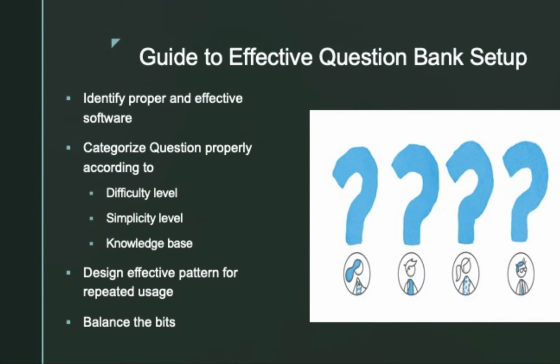You also need to categorize the questions properly according to difficulty level, simplicity level, and knowledge base level. Some of you may have to categorize according to the topic or the module you have in the university. For example, Module 1, Module 2, or Module 3 may have questions from each and every one of them. So it is good to make a categorization so that you can easily instruct the system to pick from each category, either based on the difficulty level, the simplicity level, or the module level.